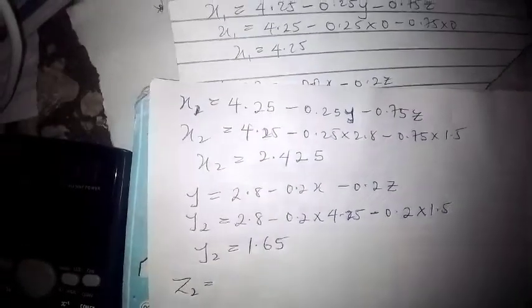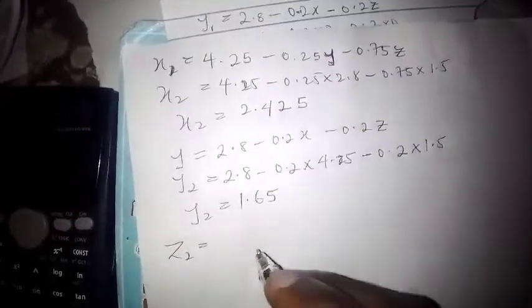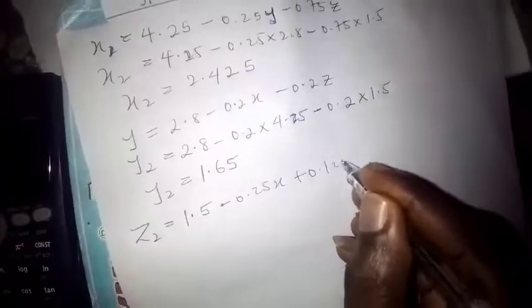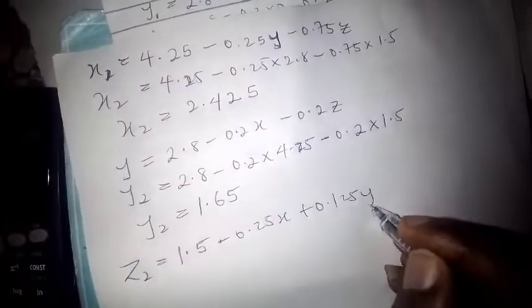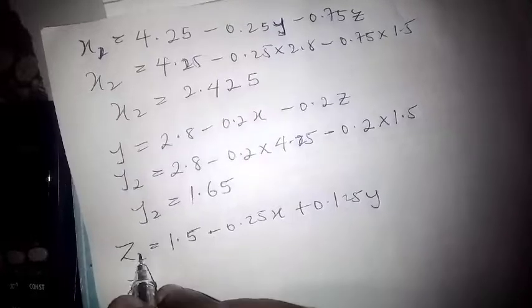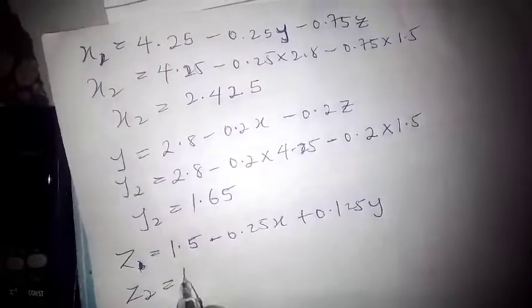Now let's get the value of z. z3 will be equal to what? What's the formula for z? 1.5, which is this 1.5 minus 0.25x plus 0.125y. So now z2 will be equal to what?